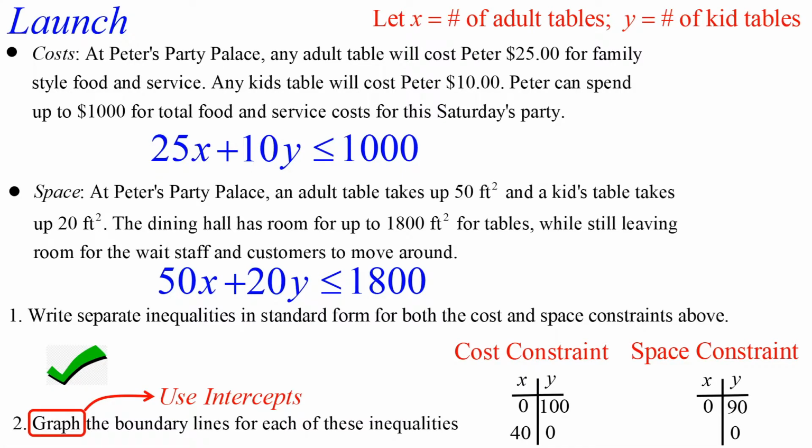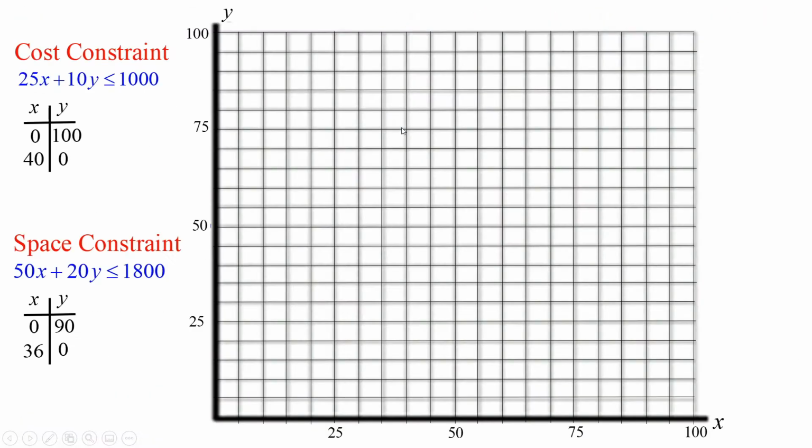1800 divided by 50, and I'm getting 36 for an x-intercept. Nice. Now with those intercepts, I can graph perfect boundary lines with my piece of graph paper, a ruler, and a pencil. So let's do this now.